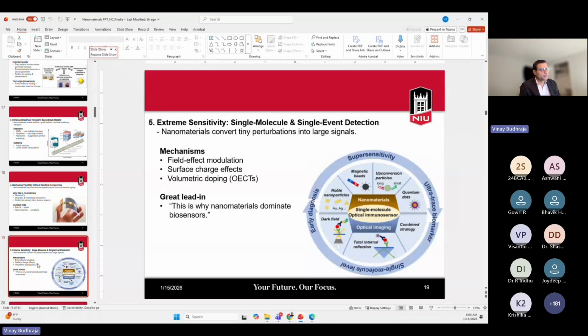The third reason why size matters: it gives extreme sensitivity, like single molecule and single event detection. This is also a long-term outcome. In the coming future, you might have heard terms like, in 2050, most of the human organs will be electronic-based devices. And it gives a really good revolution in the medical field.